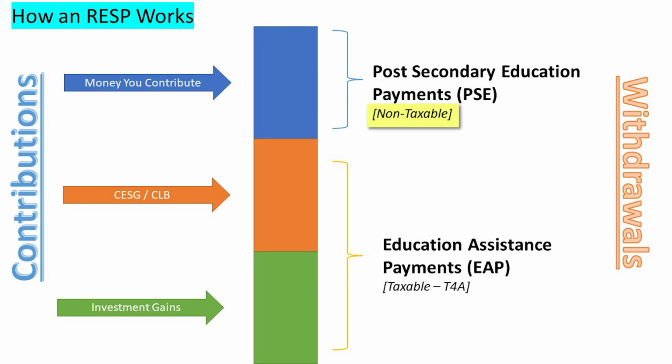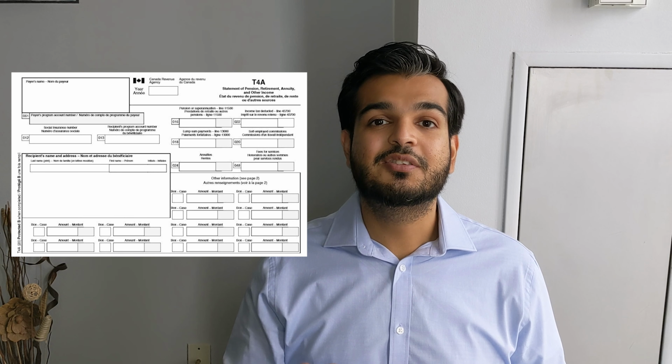The PSE payments that I just talked about are not taxable. The student, however, will be taxed on the EAP payments, and those EAP withdrawals consist of two portions: the government grants and the investment gains. The financial company who holds the RESP will issue a T4A form in the student's name for the EAP payments only. Why? Because only the EAP is taxable, while the PSE is not taxable.